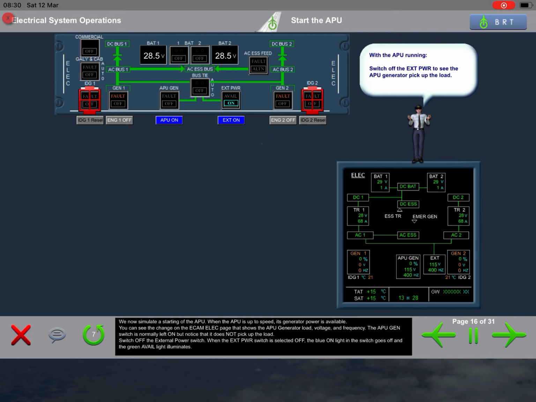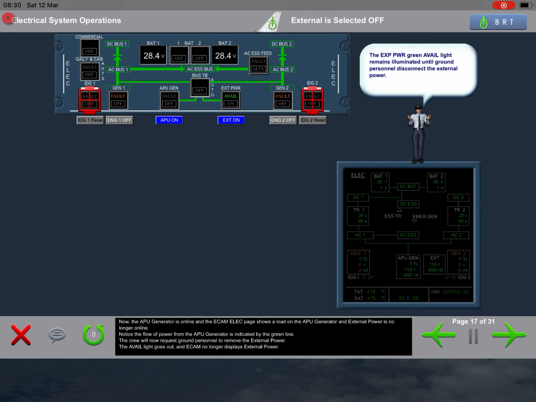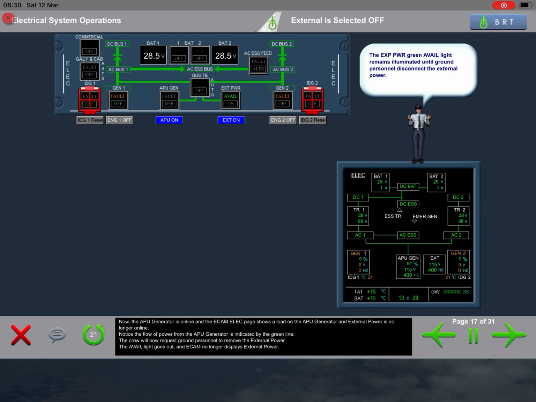When the external power switch is selected off, the blue on light in the switch goes off, and the green available light illuminates. Now, the APU generator is online, and the ECAM electrical page shows a load on the APU generator, and external power is no longer online. Notice the flow of power from the APU generator is indicated by the green line.